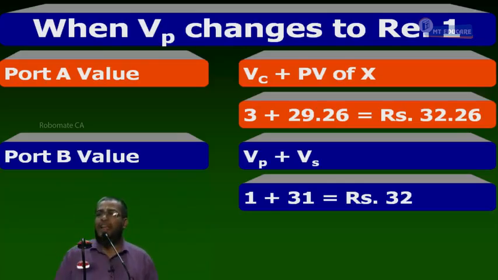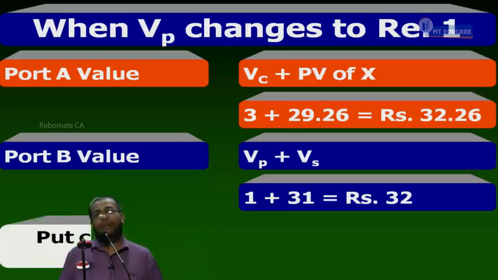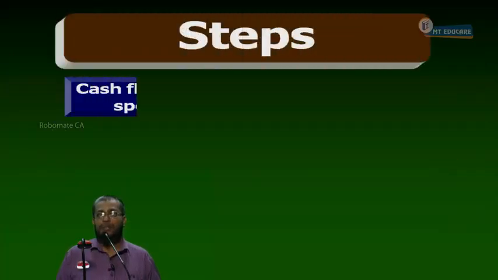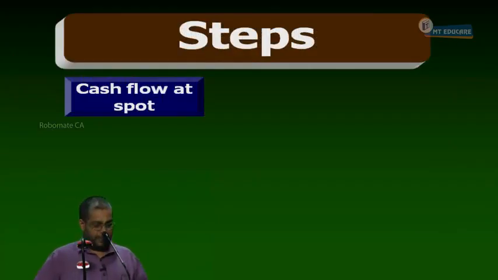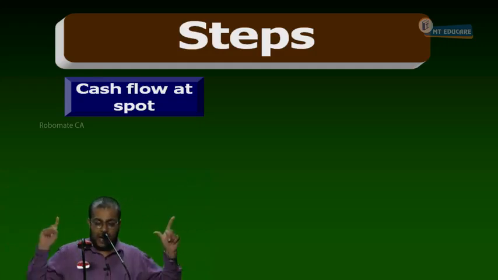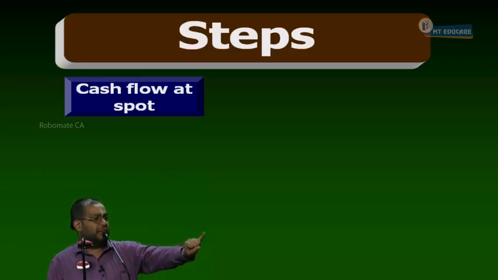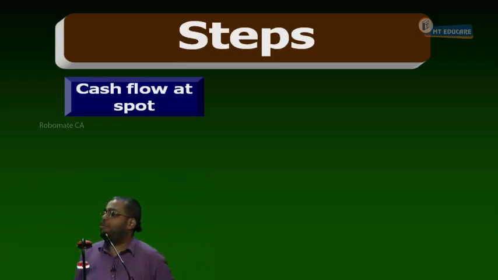Now, step 7 or 8? Step 8. Can you guess what is step 8? Cash flow at spot. Okay. Don't write, tell and then write. I go to 2 markets. First I go to what market? Share market. I am buying a share. At what price? 31. I pay 31 in the share market to buy the share. That is an outflow.